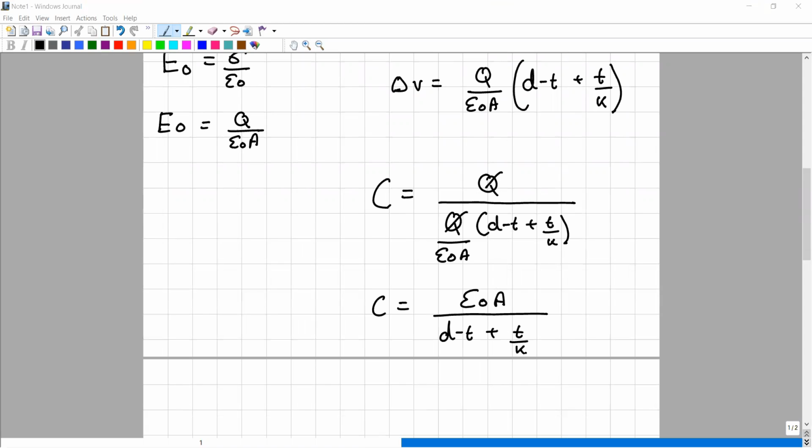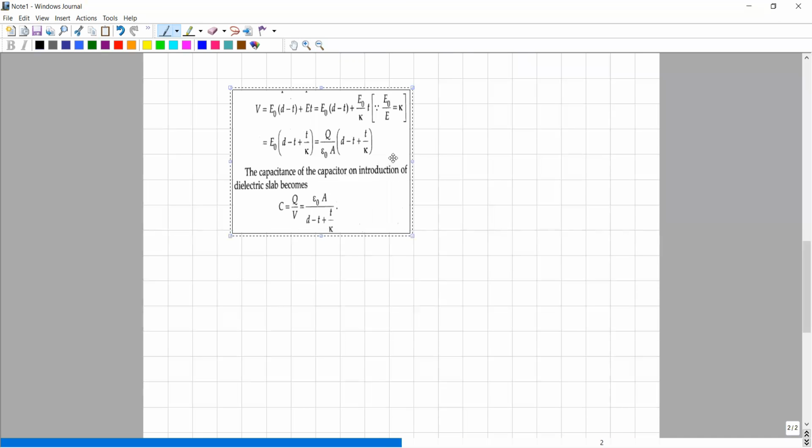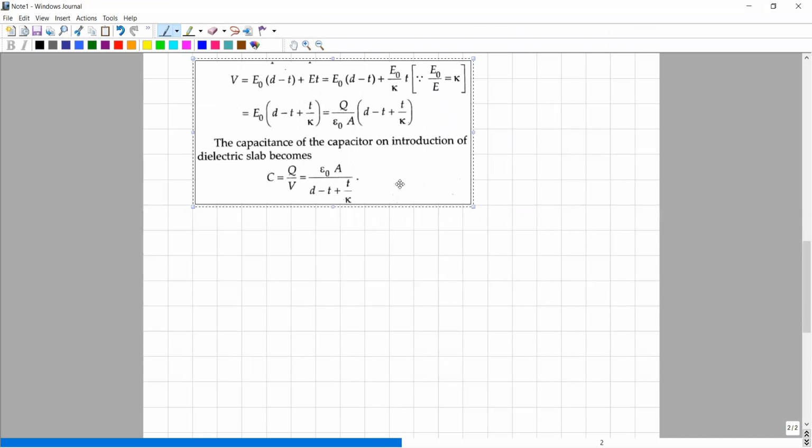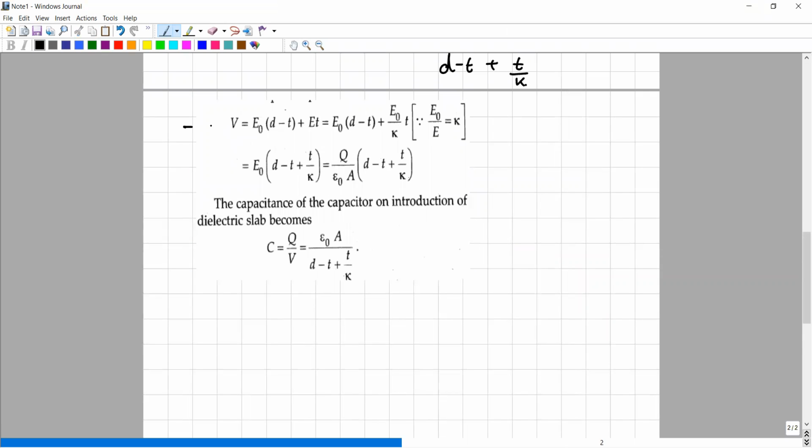So we got the value of capacitance when a dielectric slab is inserted. Please do this derivation nicely. This is a CBSE and a PU standard derivation. Now we have got this value of capacitance, epsilon naught A by D minus T plus T by K. Now we are going to do some special cases here.